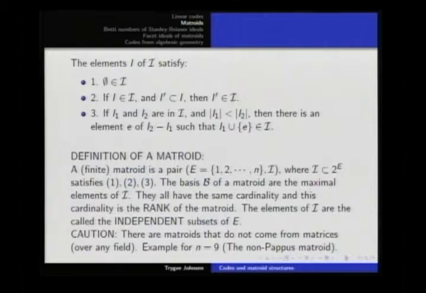And caution, there are matroids that do not come from matrices. For example, for n equals 9, over any field, we have something called a non-Pappus matroid. I'm not sure if that's the smallest, there might be some smaller ones. But this is an example.